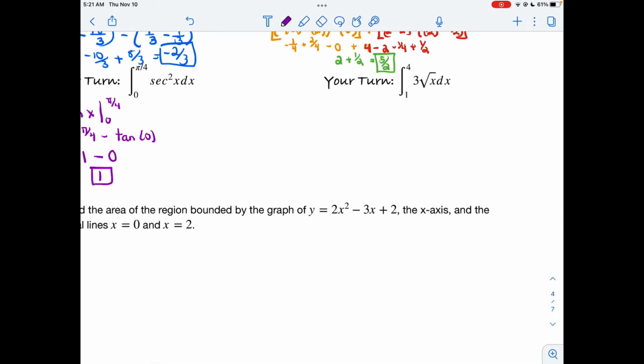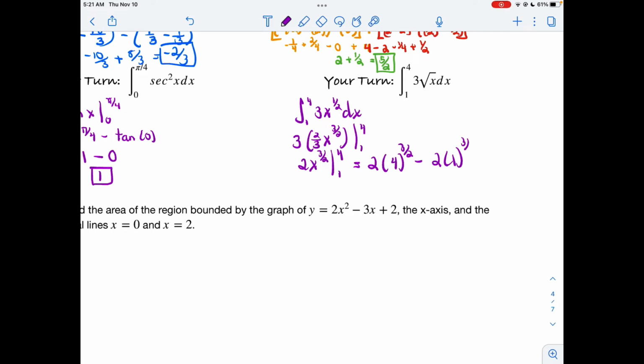All right, before I can find the antiderivative of 3 times the square root of x, I need to rewrite this as 3 times x to the 1/2 power. Then I can use my power rule, and I can find my antiderivative to be 3 times 1/2, x to the 3/2 times 2/3. Evaluate it from 1 to 4, and then that simplifies down to 2x to the 3/2. Evaluate it from 1 to 4, so plugging in 4, minus substituting in 1. Okay, now remember, the 4 to the 3/2 is the same as 4 times the square root of 4, which is simply 16 minus 2, which is 14.